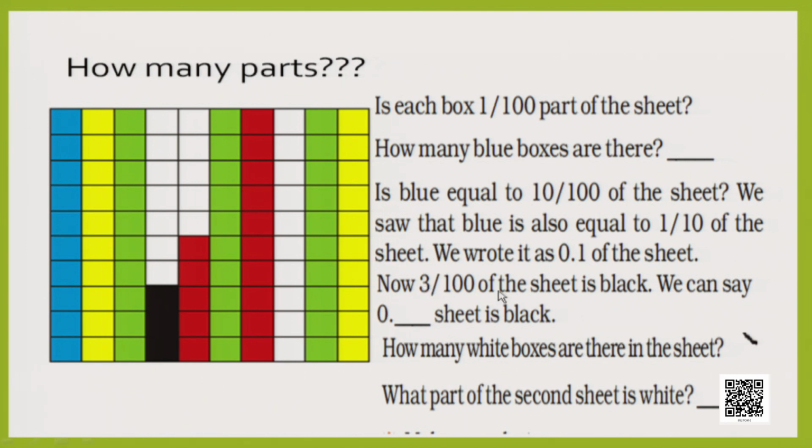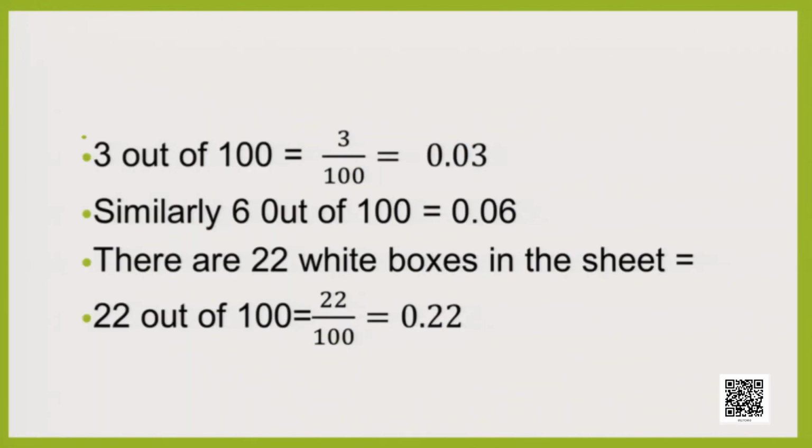3 by 100 of the sheet is black. We have to find out what part is black in decimal. For that, let's go to the next slide. Now 3 parts out of 100. We can write this in fraction like this, 3 out of 100.